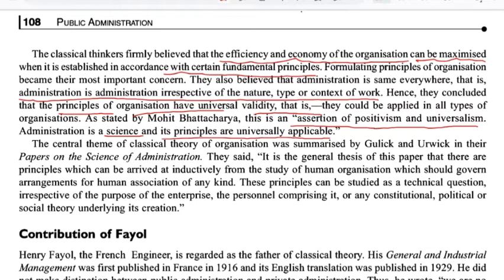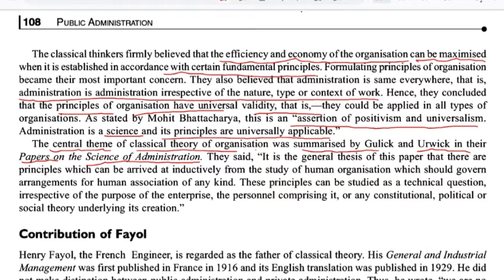The central theme of the classical theory of administration was summarized by Gulick and Urwick in their papers on the science of administration. They said that it is a general thesis of the paper that principles can be derived inductively from the study of human organization, which should govern the arrangement of human association of any kind. These principles can be studied as a technical question irrespective of the purpose of the organization, the personnel comprising it, or any constitutional, political, or social theory underlying its creation.